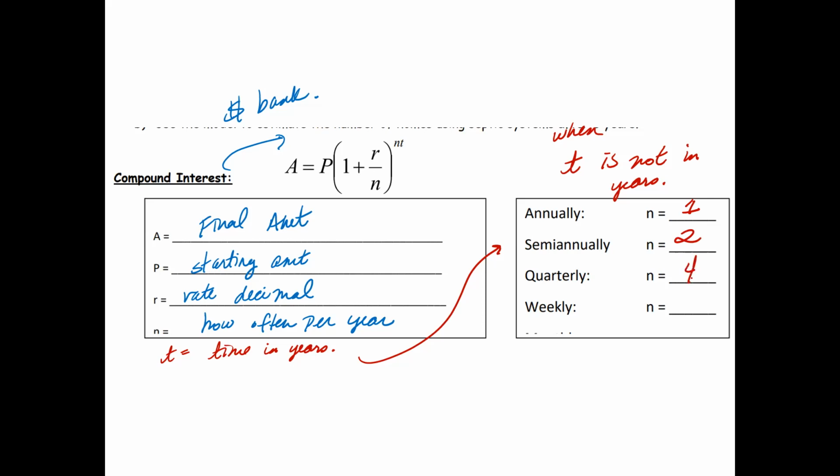Quarterly, how many quarters in a dollar? There are 4. And how many weeks are there in a year? How many weeks? Does anybody know? 52 weeks in a year. And then I'm going to add a few. If it's monthly, it's 12. And if it's daily, it's 365.